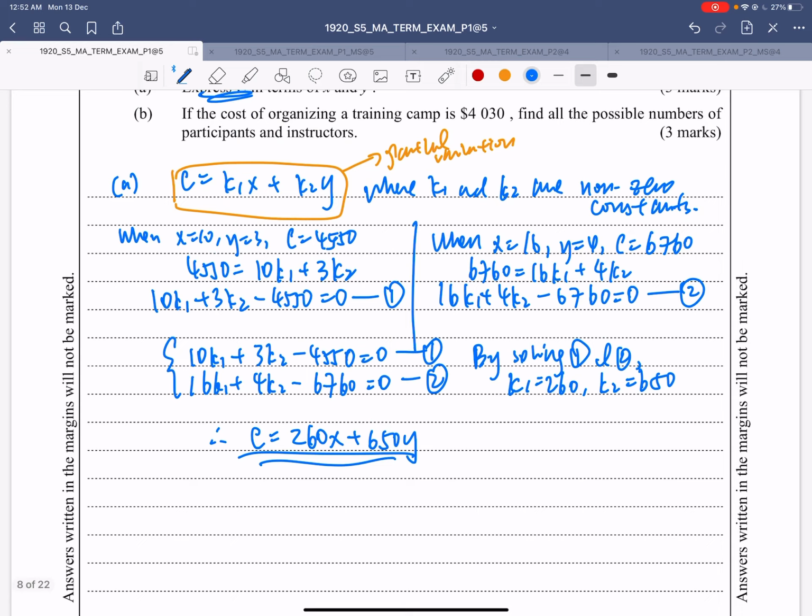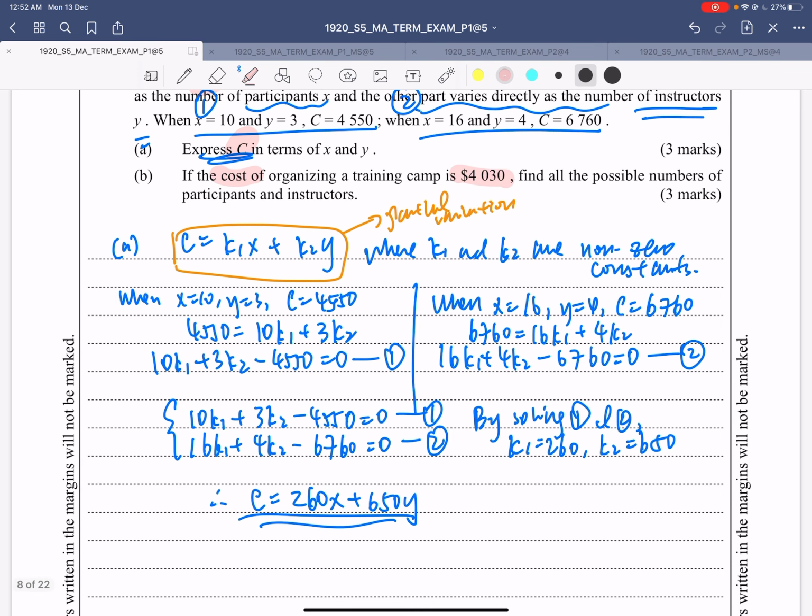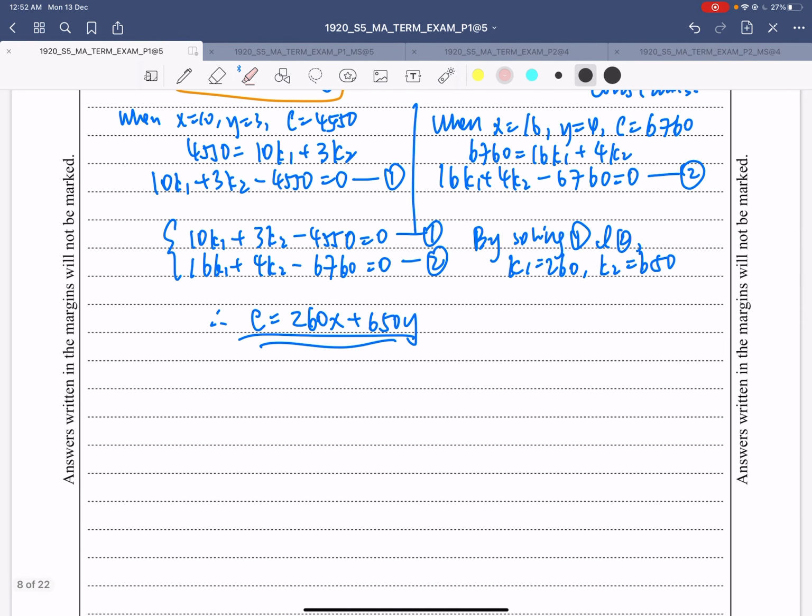For part B, it's about the cost, meaning C. C, the cost, is 4030. Find all the possible numbers of participants and instructors. So from now we know that 260x plus 650y equals 4030. Let's use trial and error to see what the answers could be. Let's change x as the subject of the formula.